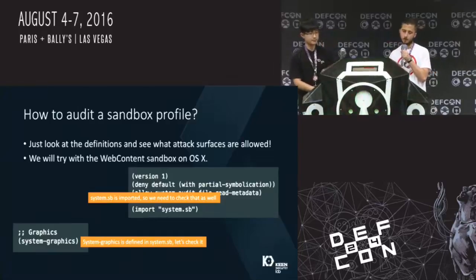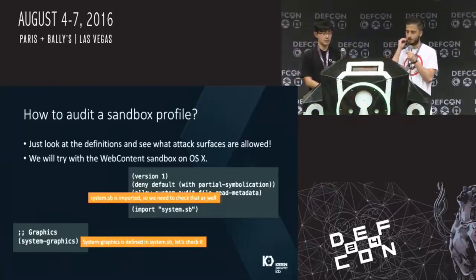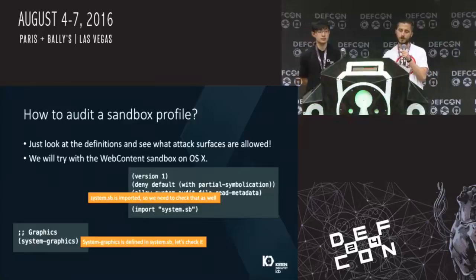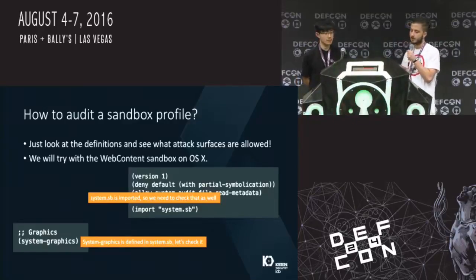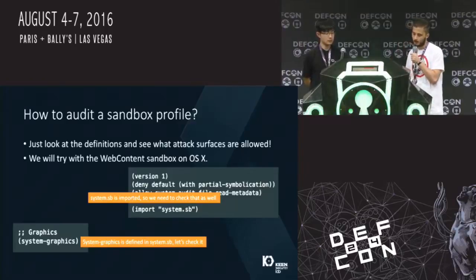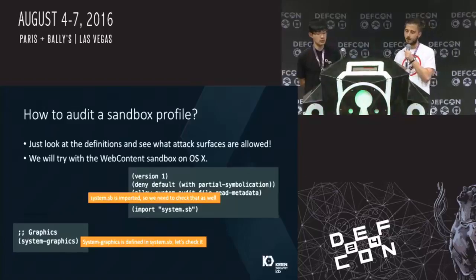Let's try to do this on the web process of the Safari browser. So, as I showed you before, there is a deny default clause, but shortly after there is an import of system.sb, so we need to check that as well. And inside the system.sb, there is a nice surprise. As you can see, it defines something called the system graphics. So we need to check that also.